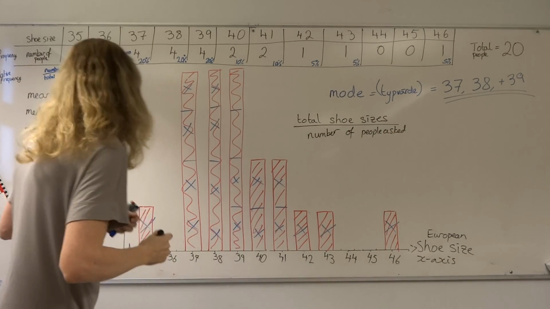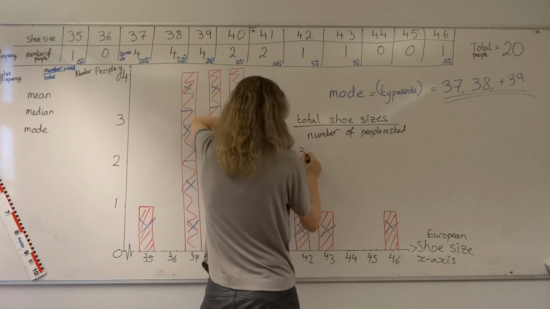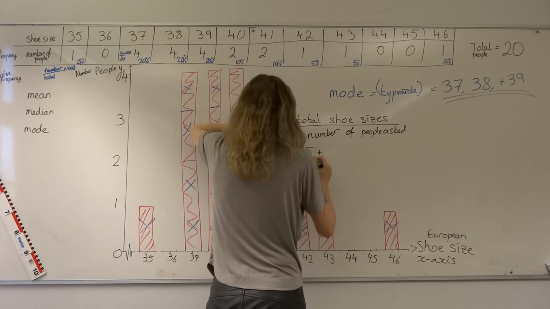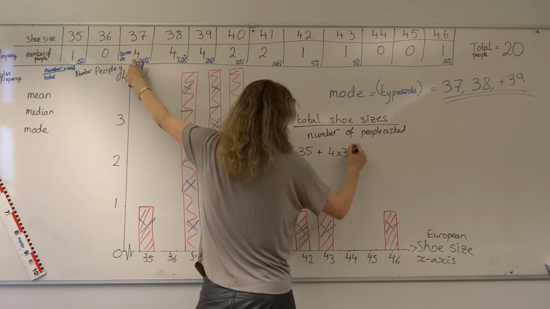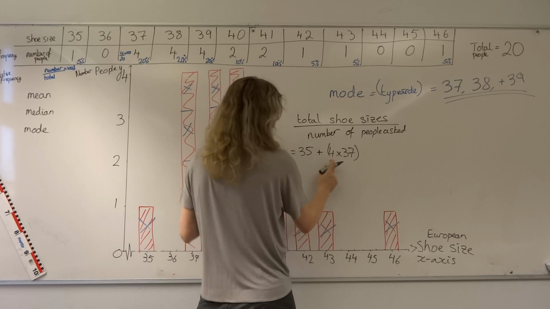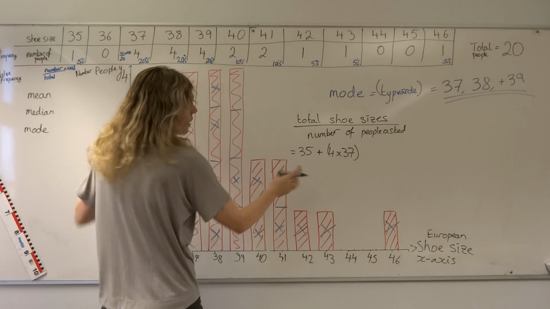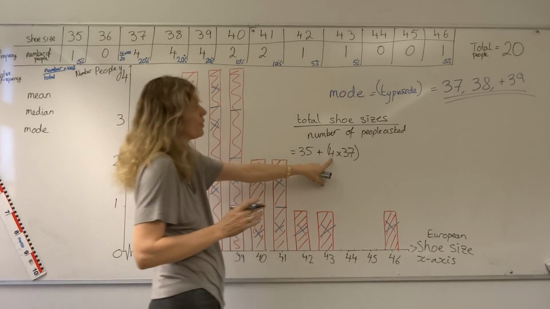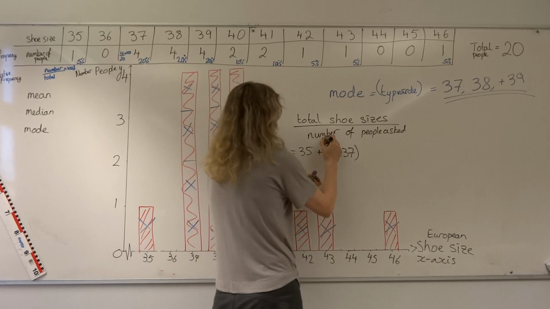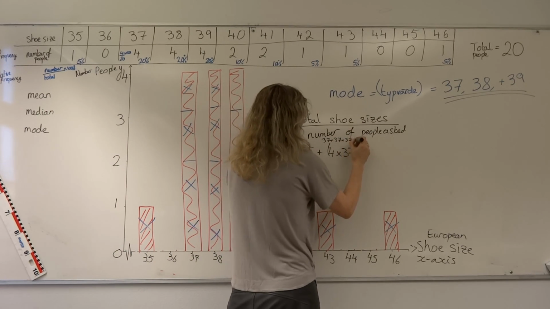So this one's going to take us a bit of space. We had one size 35, but we had 4 size 37, and we have to take all 4 of these into consideration. So we can't just take one 37, because we had 4 people who had size 37, and all 4 of those people have to be there. So we could do 37 plus 37 plus 37 plus 37.